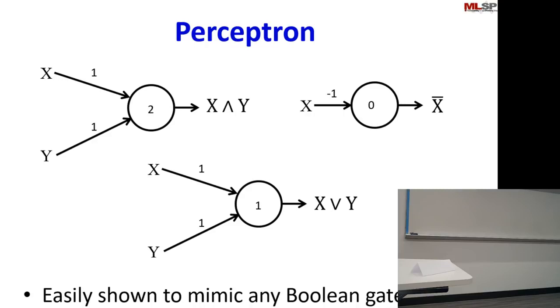The only way this fires is if both x and y are active. This one has a threshold of 1. It will fire if either x or y is active, because if either of them is active, you get a total input of 1, which matches the threshold. This one is a negation. It has a threshold of 0. If x is 1, what comes in is -1, and it will not fire. But if x is 0, what comes in is 0, which matches the threshold, and it fires. So you can perform all kinds of Boolean operations.